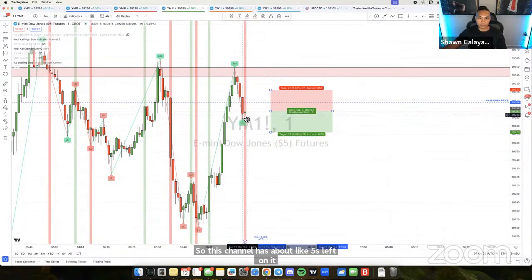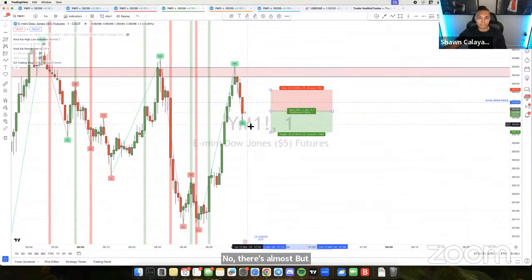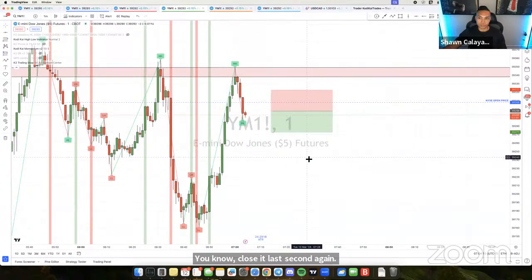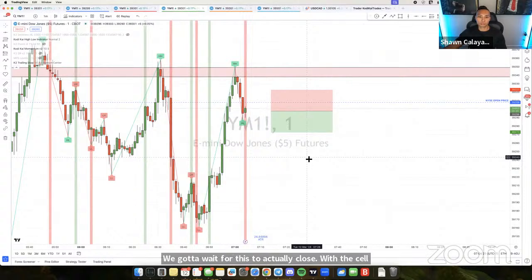No momentum there. It's almost, but no momentum there. Didn't close at the last second again. So again, we just got to wait for this to close. Once it closes, we'll look for opportunity, but there's not going to be any jumping the gun here. We got to wait for this to actually close with the sell signal, whether it be valid or invalid. And then from there, we'll see where we'll take this next.